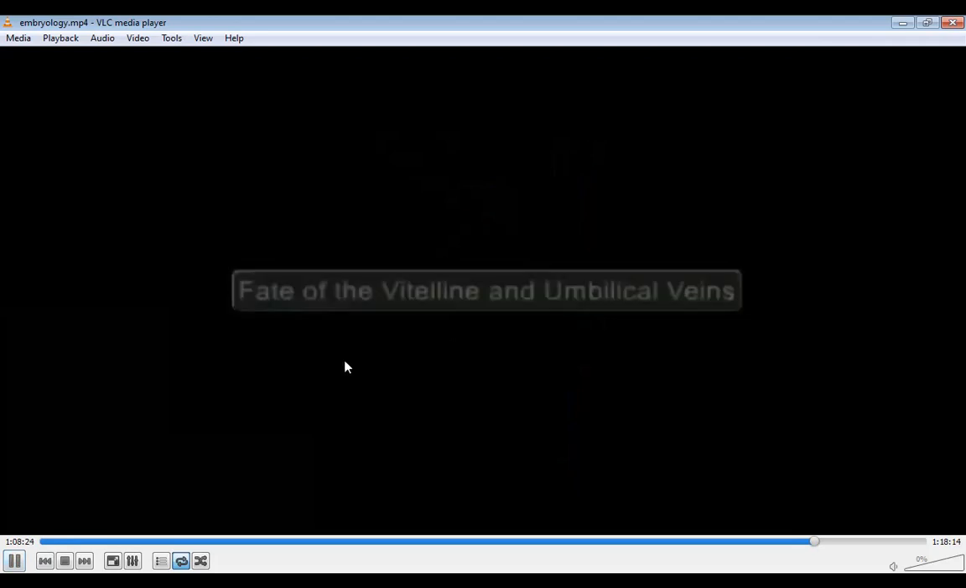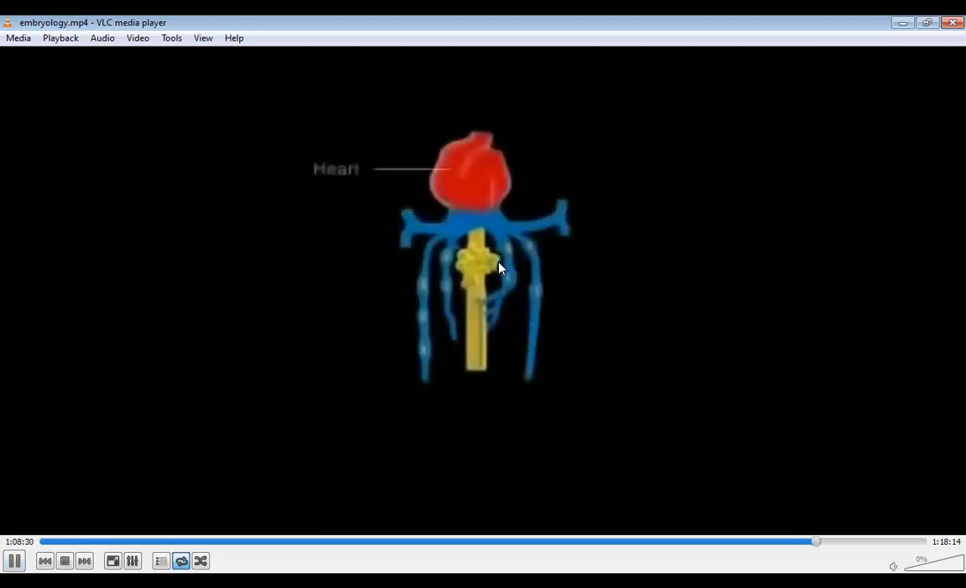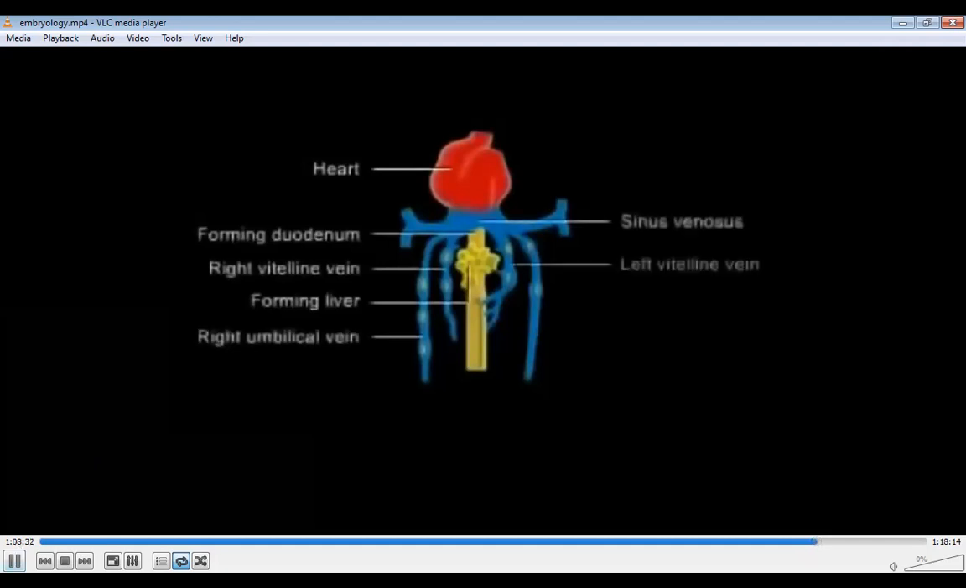Now the fate of the vitelline and the umbilical vein. Over here we will focus. This is the developing liver bud. This is the foregut. Now these are the vitelline veins, the right and the left. Now we are seeing it from the front. So this is the right vitelline vein. This is the left vitelline vein. These are the umbilical veins. These are the cardinal veins, opening into the sinus venosus. The common cardinal veins, anterior and the posterior one. The cardinal veins are draining blood from the head and neck and the body wall.